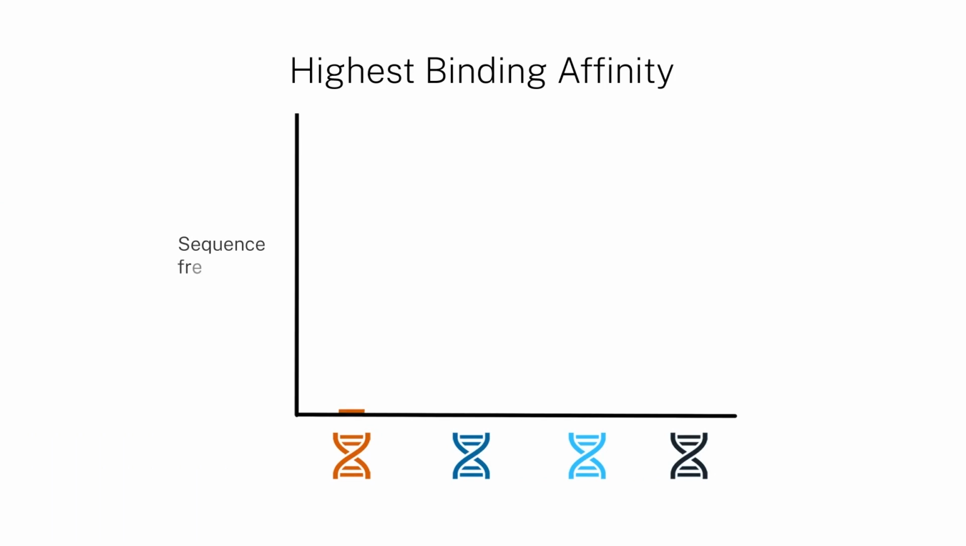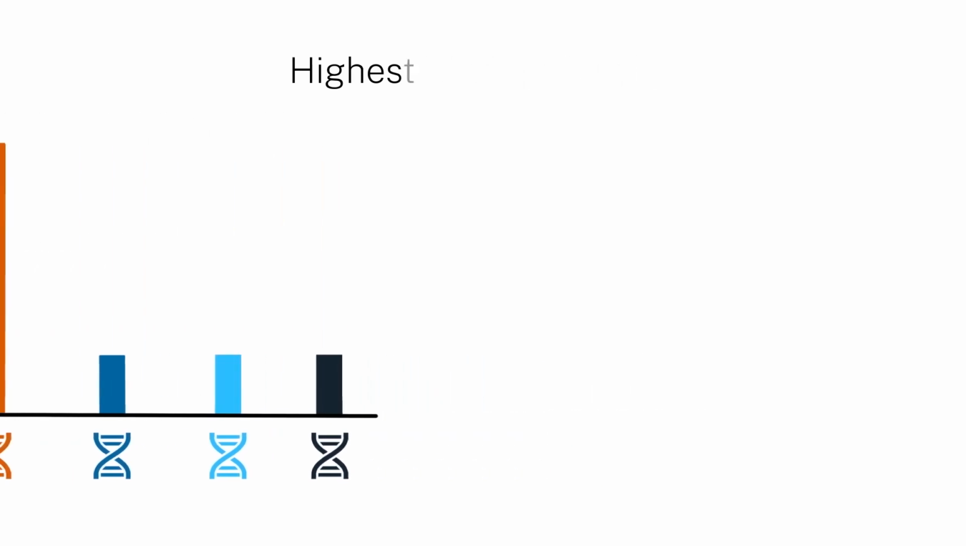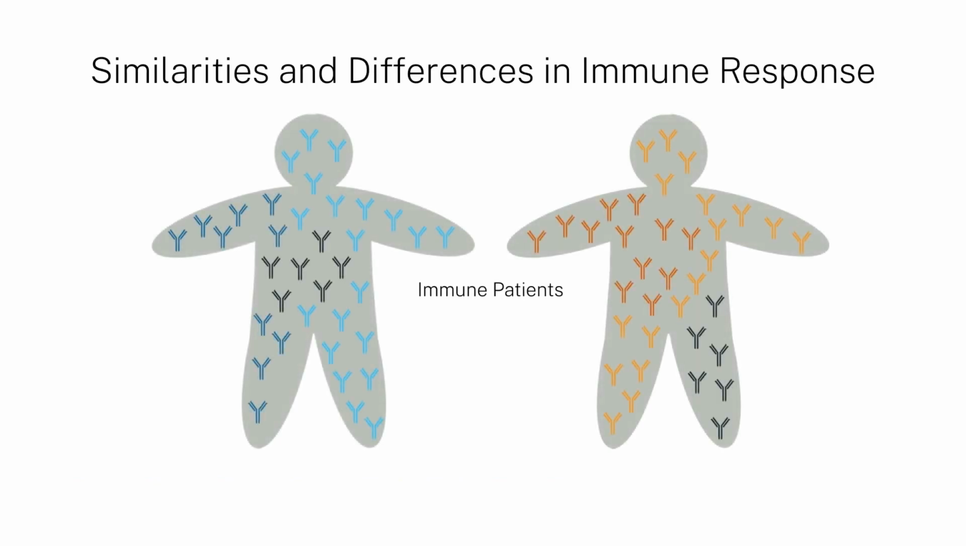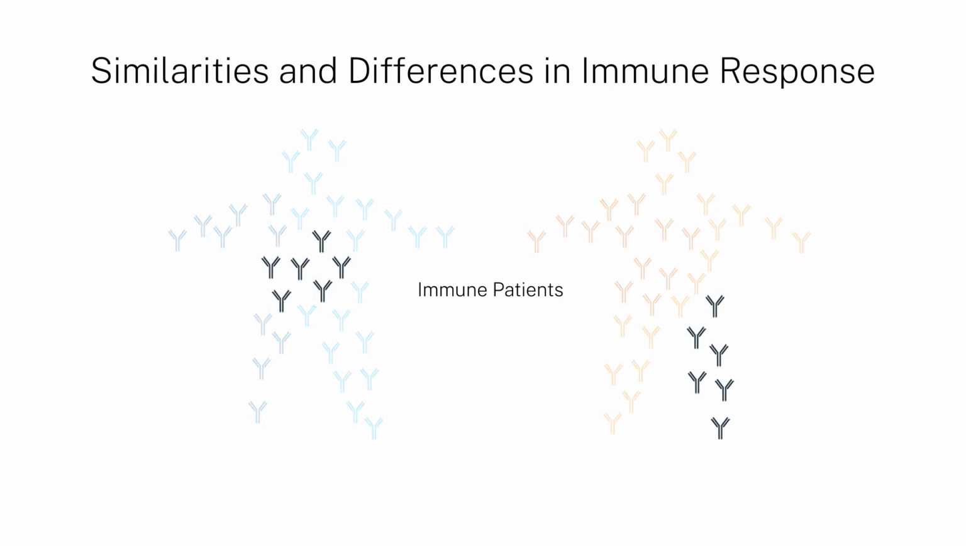For example, researchers can characterize the frequency of clonotypes in an immunized subject and identify which naturally occurring antibody sequence has the highest binding affinity. Clonotypes that occur at higher frequencies are likely selected for during B cell maturation. Researchers can also use the clonotype characterization of 2 immunized patients to study the similarities and differences in the adaptive immune response between unrelated individuals.